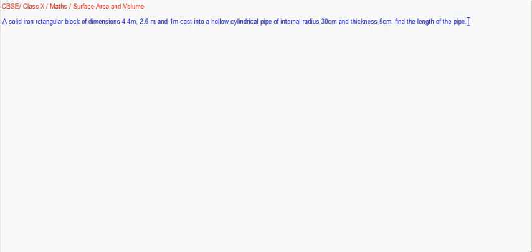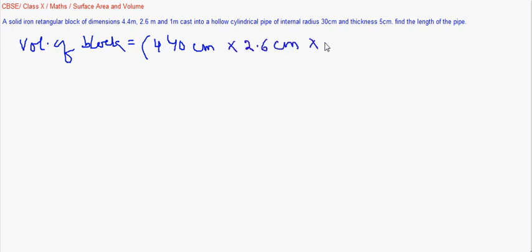That means what? The volume of the rectangular block should be equal to the volume of the hollow cylindrical pipe. So we have to find the volume of the solid iron rectangular block. Volume of the block, which is a rectangle, will be, see, this is all in centimeter about the cylindrical pipe, and these are all in meters, so I'm just converting them into centimeters, so that makes it 440 centimeter, multiplying by 100 in each case, with 2.6 and 100 centimeters. This will become the volume of the rectangle.